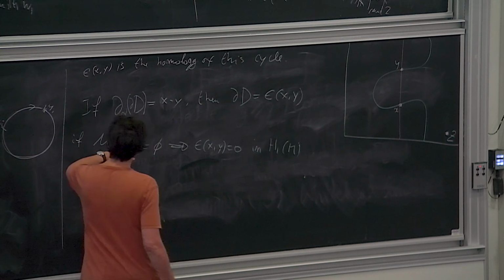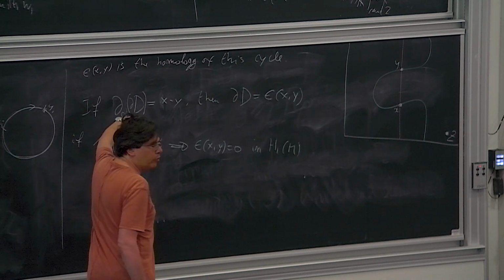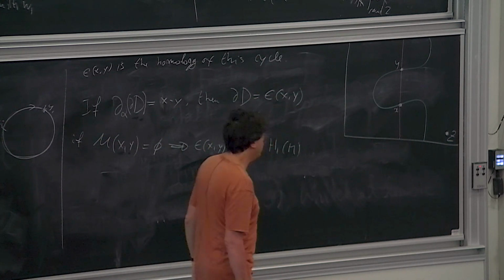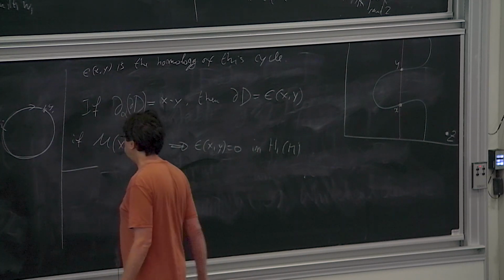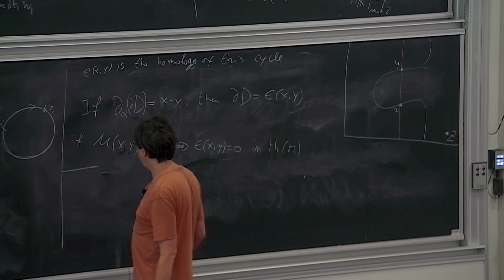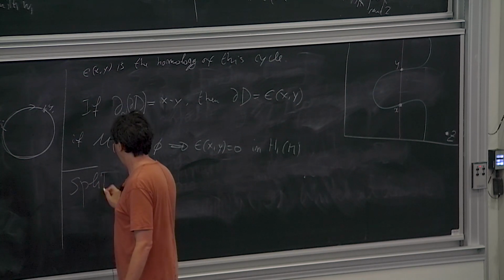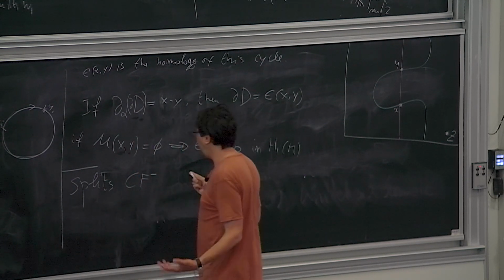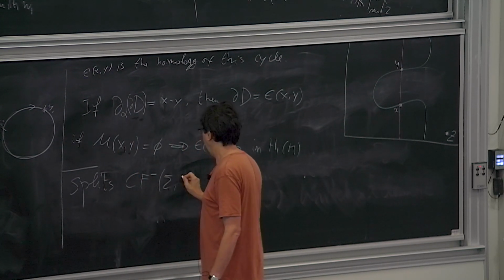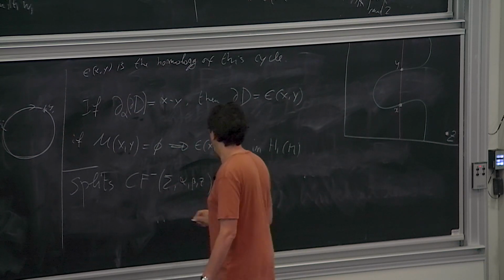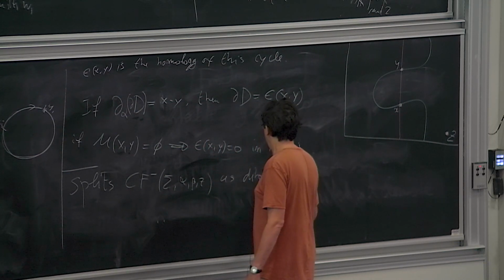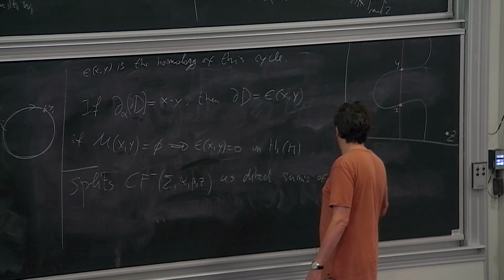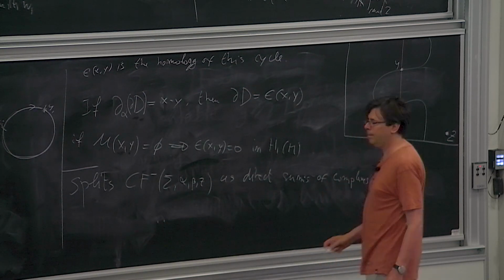And that's because if you have u here, d of u satisfies this property. So it gives a chain bounding this cycle. So this observation splits CF, let's say, minus, and therefore all the other ones, as direct sums of chain complexes.